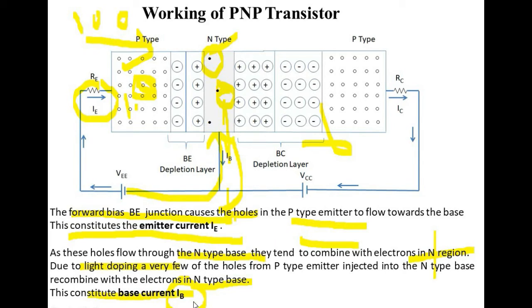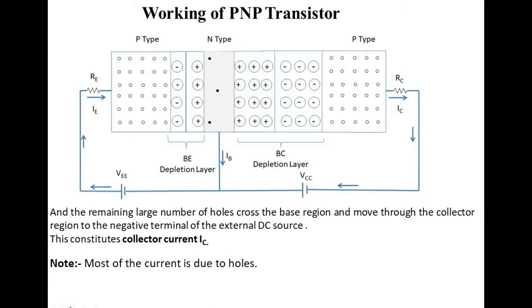But the magnitude of this base current will be very low, because only a few holes are going to recombine with the electrons in this region, and because the doping of the N-type is very low, there will be very few electrons. So the recombination of holes with these electrons will also be very small, so we get a very low base current, and the remaining large number of holes cross the base region and move through the collector region to the negative terminal of the external DC source. This constitutes the collector current IC.